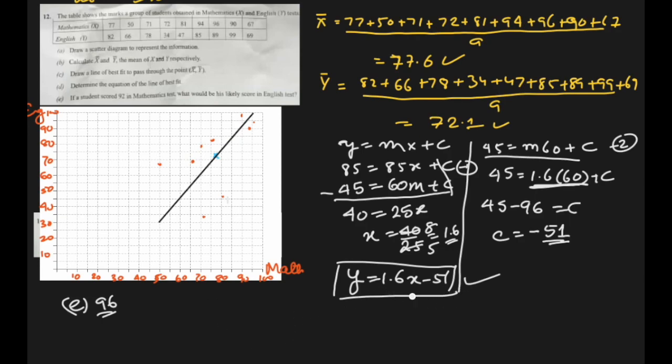We could have used this particular equation also. Let's try that. y equal to 1.6 times 92, they're saying, minus 51. Let's put this in our calculator and see what answer we get. I get 96.2. Okay, very close to this. That means our equation of the line of best fit is good.